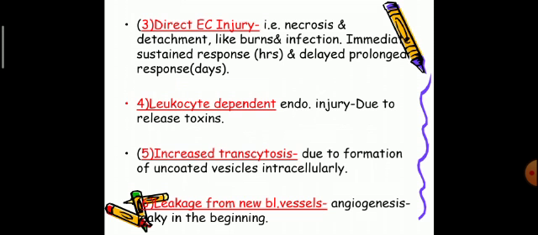Direct endothelial cell injury is the third event. Fourth is the leukocyte dependent endothelial injury due to release of toxins. Increased transcytosis can be there due to the formation of uncoated vesicles, and there can be leakage from the new blood vessels, that is angiogenesis.